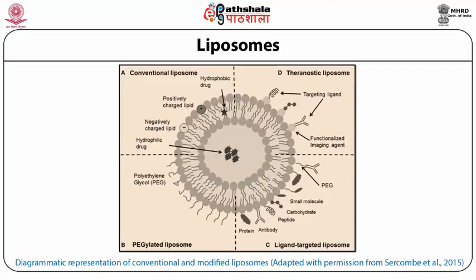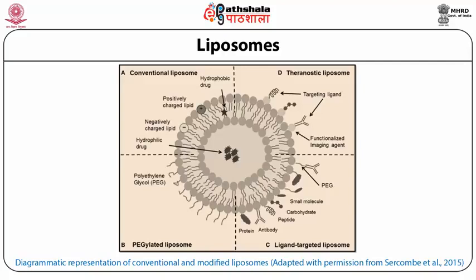In this, we PEGylated these phospholipid molecules to develop PEGylated liposomes, which are also known as stealth liposomes, as we discussed in the previous slide. On the lower side of the right hand corner, you can see there are ligand targeted liposomes. In the ligand, there are different moieties which could be conjugated with the phospholipids. That includes protein, antibody, peptide, carbohydrates, small molecules as well as PEG.